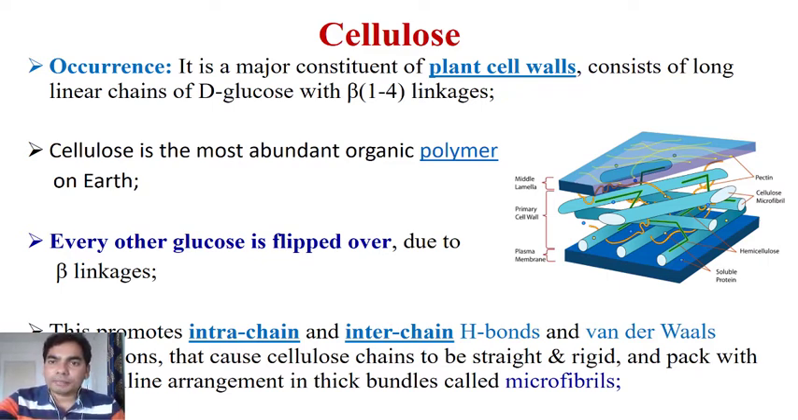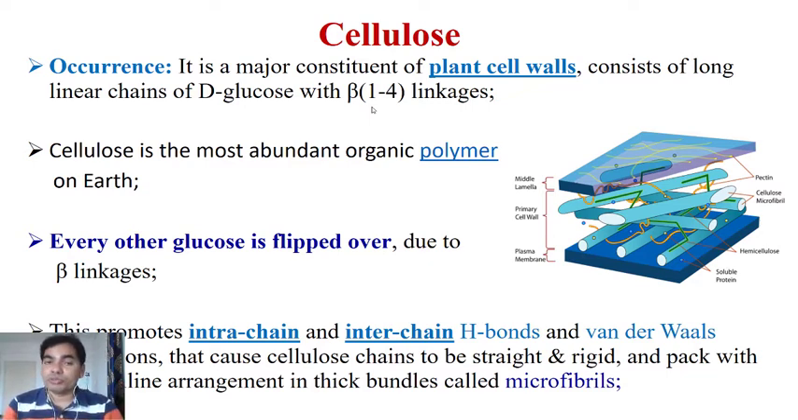Primarily, cellulose is very strong. As I already mentioned, starch and glycogen have alpha bonding, but on the other hand cellulose has beta bonding. So this consists of a long linear chain of D-glucose with beta 1,4 linkages, and cellulose is the most abundant organic polymer on the earth, right?